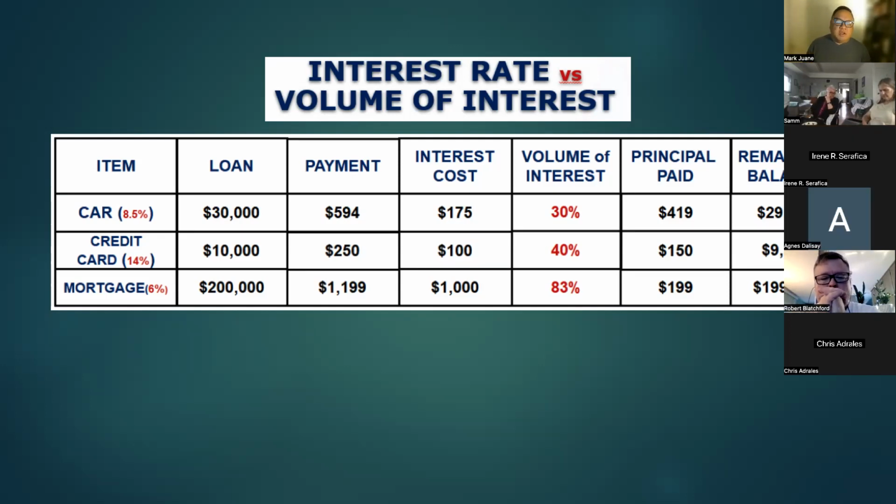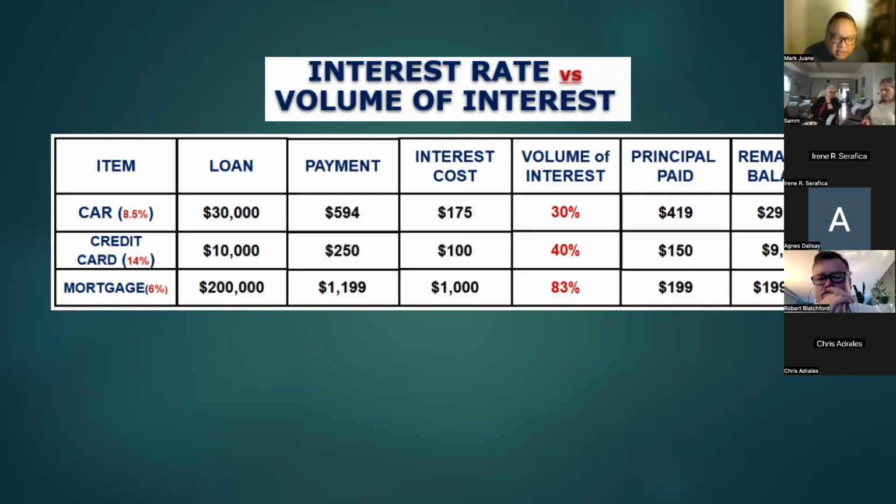With your credit card, if you're not able to pay it off within the month, and you're putting in $250 to pay off your $10,000 credit card, $100 of that is your interest cost. That's 40% of what you're paying, actually just to service that, just to pay the interest off of that.